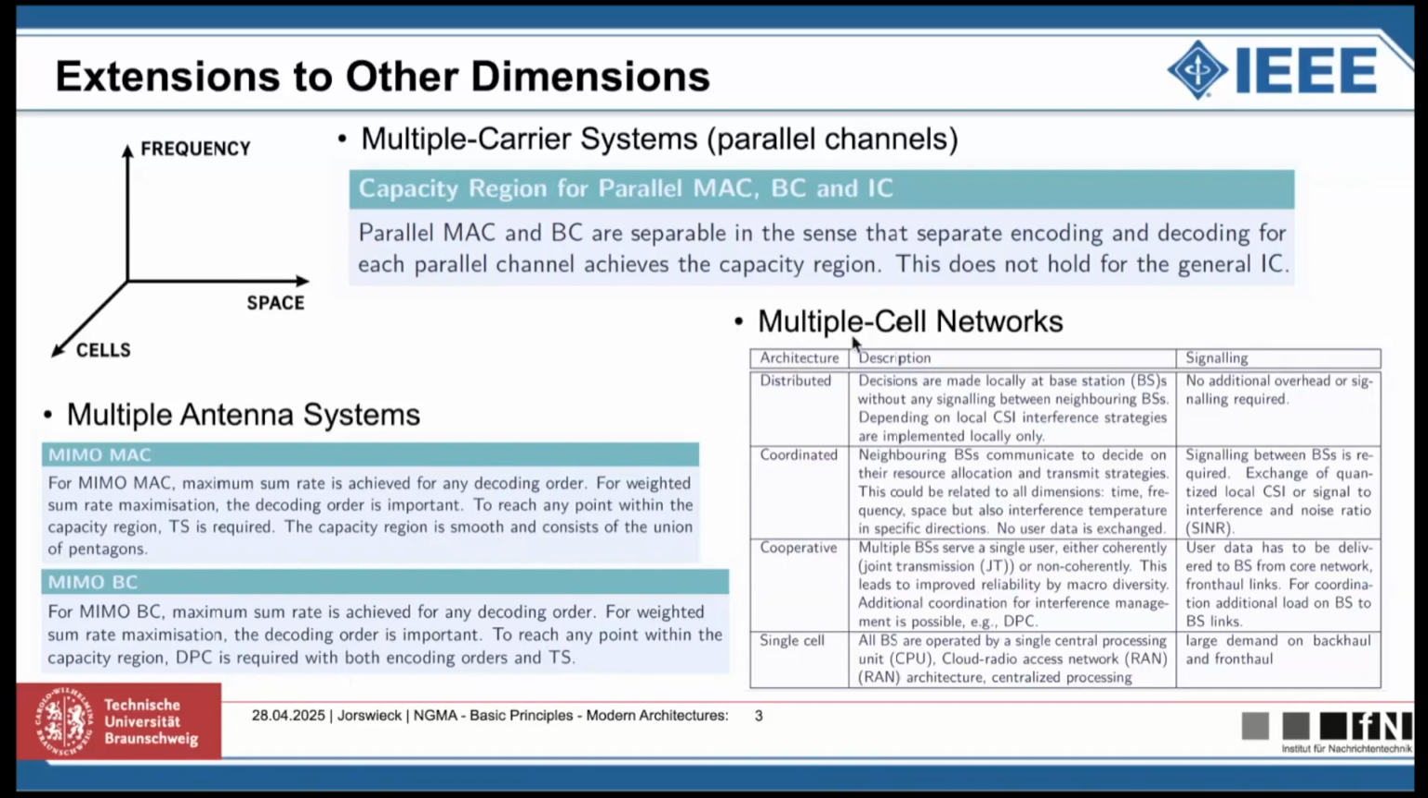Now, if we extend the multi-user network to having multiple cells, we automatically end up in the interference channel scenario. And here we have different options of techniques for how the base stations or the access points can cooperate. There are distributed schemes depending only on local data and local channel state information, coordinated schemes where base stations can talk to each other to decide on their strategies, cooperative schemes that exchange channel state information as well as data, and then there could also be one big cell serving all users together.